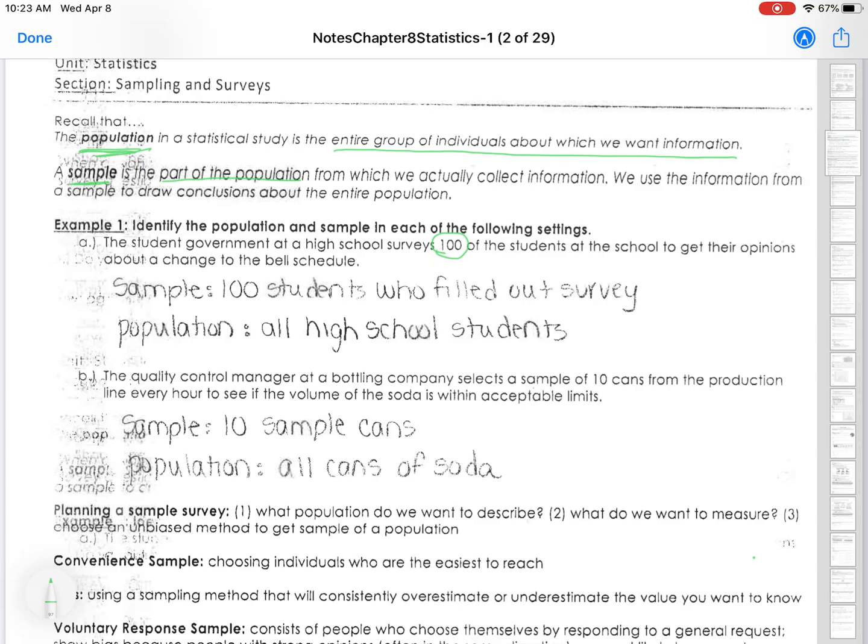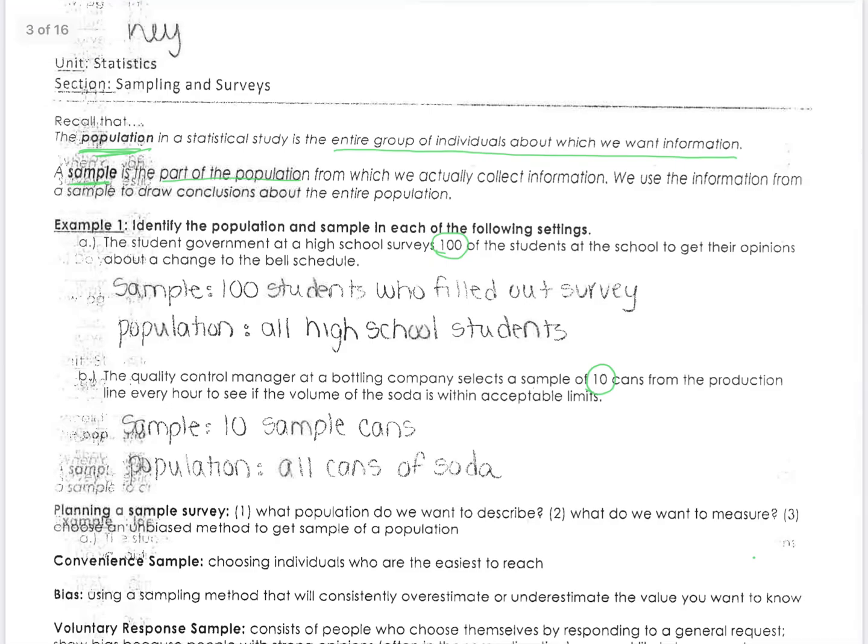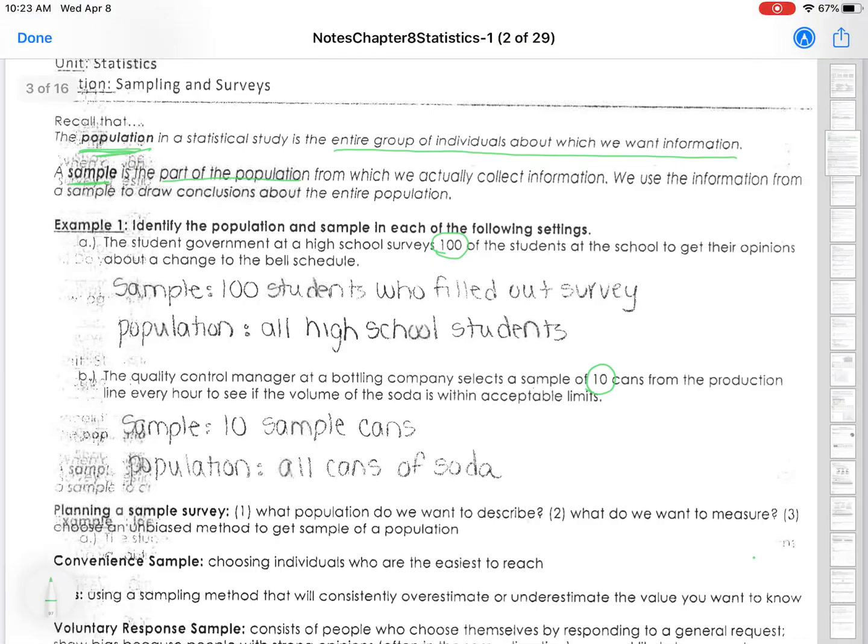With B, it says the quality control manager at a bottling company selects a sample of 10 cans from the production line every hour to see if the volume of the soda is within acceptable limits. So the population is all of the cans of soda. And then again, you note in each of these, it focuses on one specific number. That number is sort of your indication of what the sample size is going to be. And in this case, it's 10 sample cans.